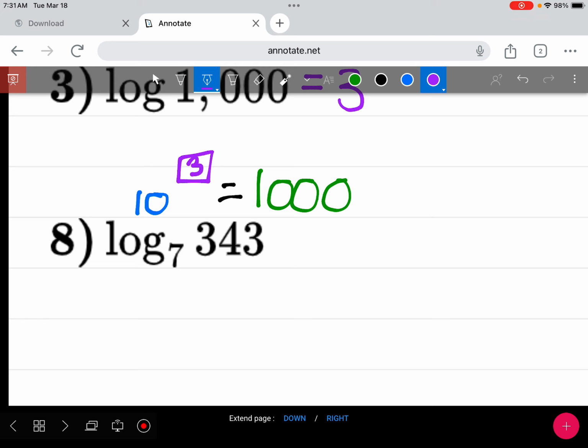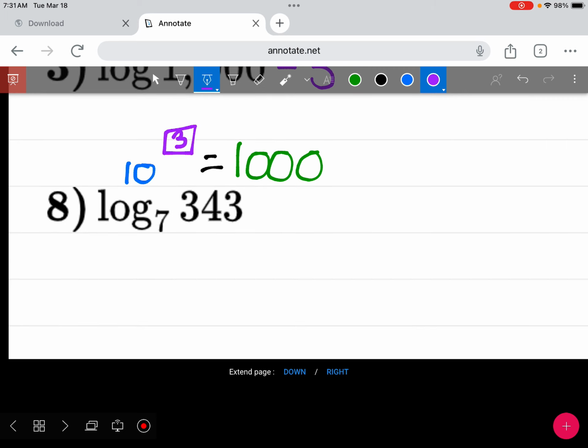So let's do 8 and 10. 8's a little bit harder. We have log base 7 of 343, and we want to know what that equals. How are we going to figure that out? Calculator. More specific, how are you going to use that calculator? Couldn't we do 49 divided by log 7?